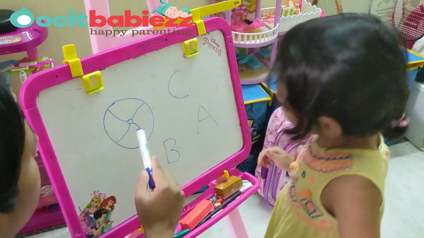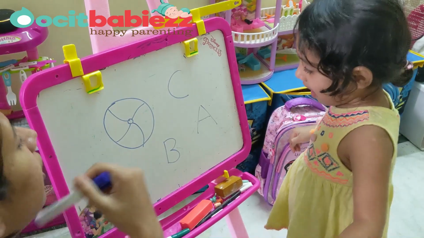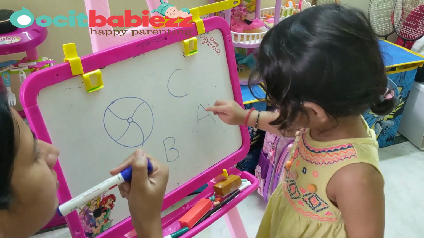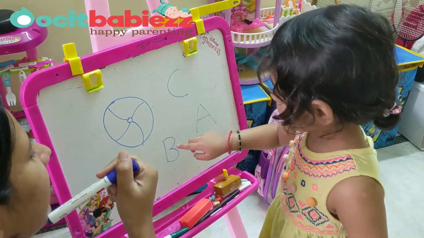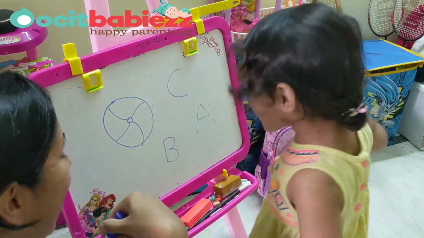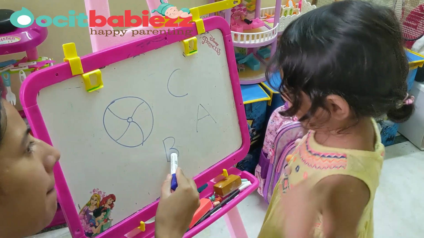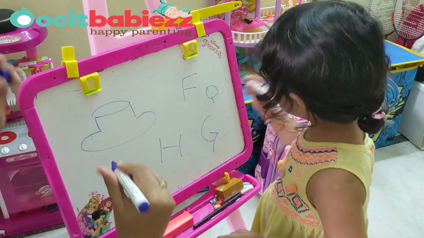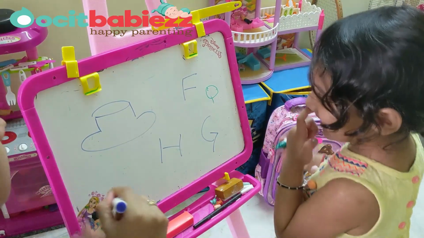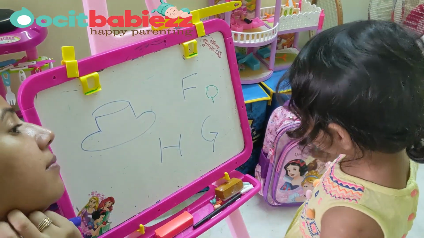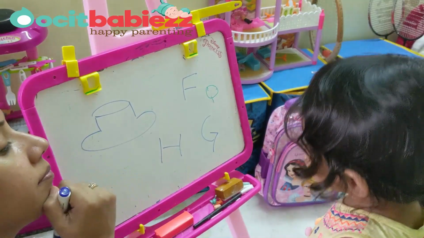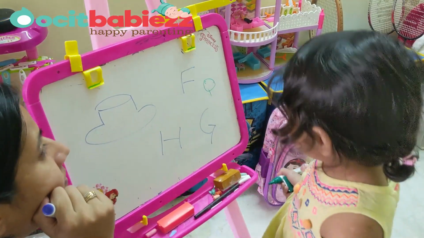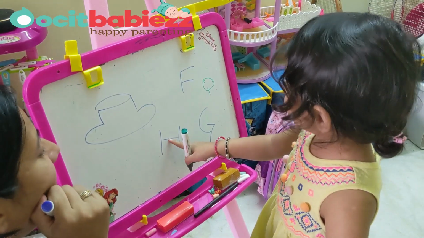So, Inaya, what is this? Okay, so ball starts with which letter? Okay. Yay! So it's? Beaver, ball. Very good. Beaver, ball. Okay. Now Inaya, first tell me what is this? Hat. So hat starts with which letter? Find out the letter.